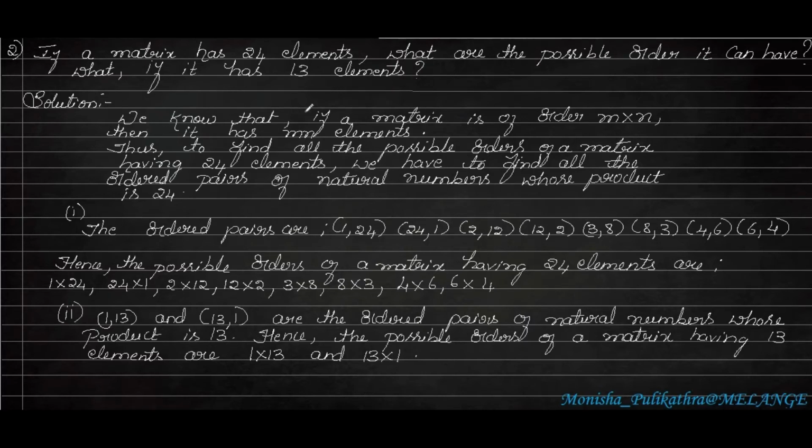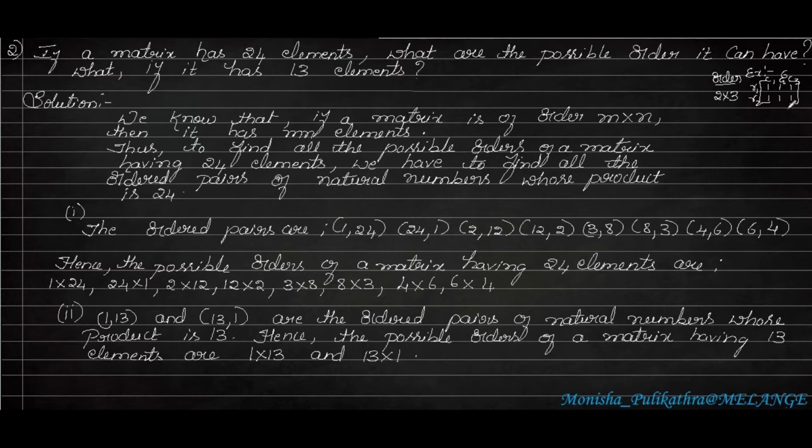We know that a matrix is of order m into n. For example, if a matrix has 6 elements, say 1, 2, 3, 4, 5, 6, the number of elements is 6. But the order of this matrix is, there are 2 rows, R1, R2, and 3 columns, C1, C2, C3. So the order of this matrix is written as 2 into 3.